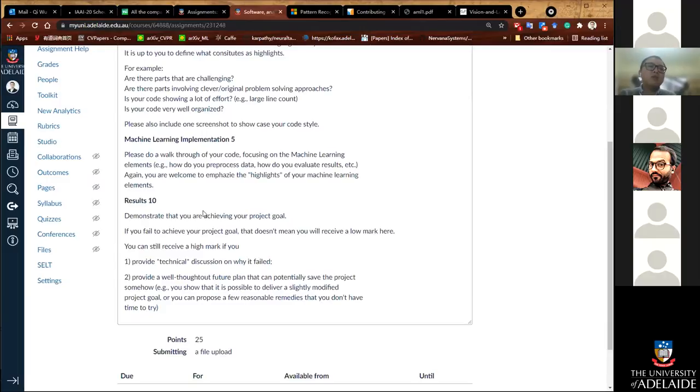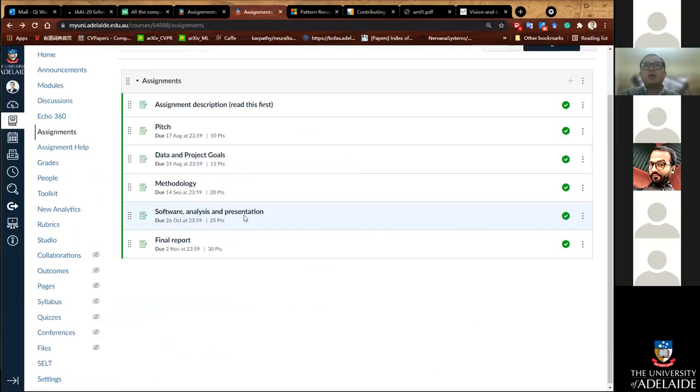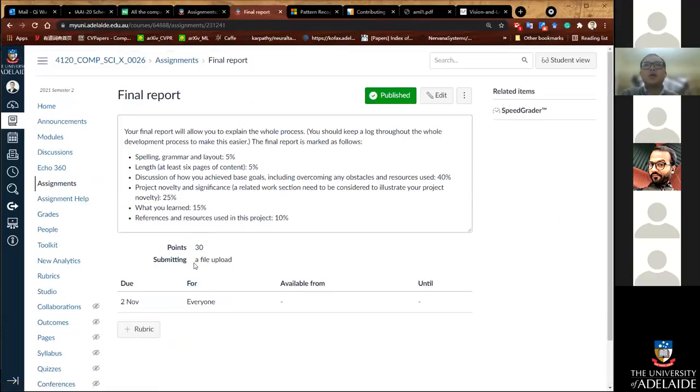Results means, if you say, well, this is a failed project, I don't get any good performance, the model failed, it's okay, but you need to discuss why it failed. That's the results, right? So what's the percentage, what's the accuracy? Maybe it's just 1%. So show us. That's the meaning of the results, but it's not the meaning of the accuracy. So that's about the software and analysis and presentation, and the final report, which is 30%.